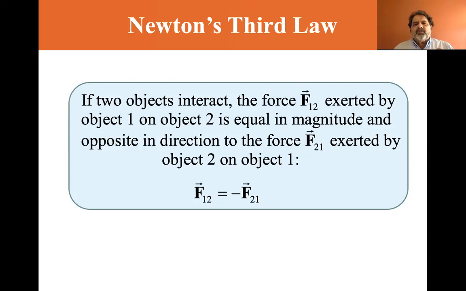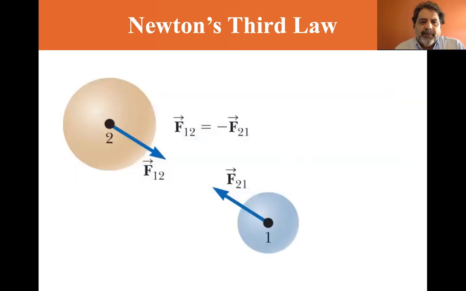The very common expression is for every action, there is an equal and opposite reaction. That's how we say it in common terms. But let's repeat the formal definition: if two objects interact, the force F12 exerted by object 1 on object 2 is equal in magnitude and opposite in direction to the force F21 exerted by object 2 on object 1. F12 equals minus F21.